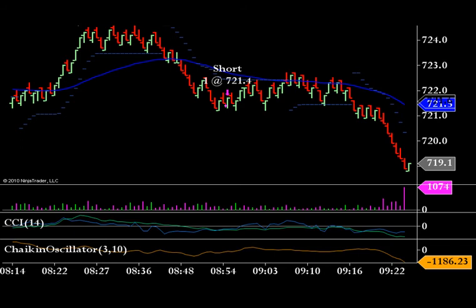Ted doesn't have an actual target that he goes for. It's more that he exits trades based on the actual move of the trade and what's going on. So if it's falling like this, he'll stick with it, and he'll exit on a pullback.